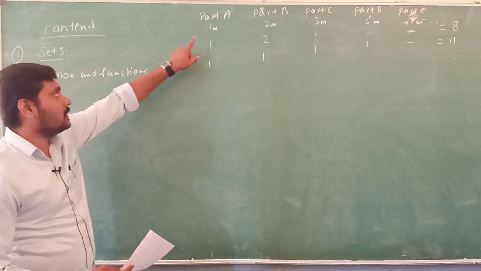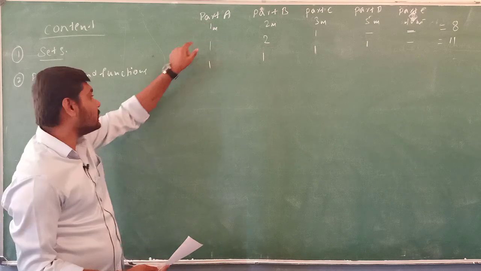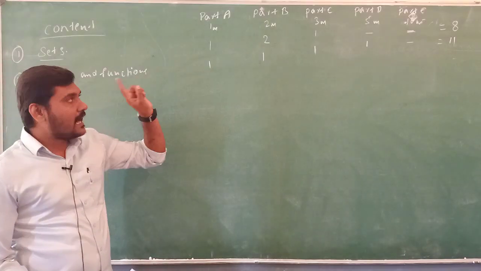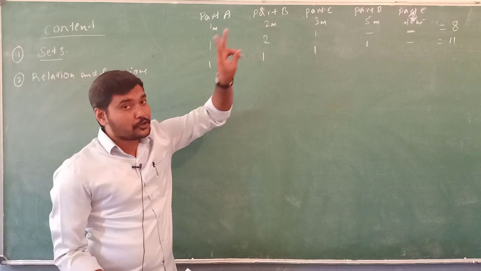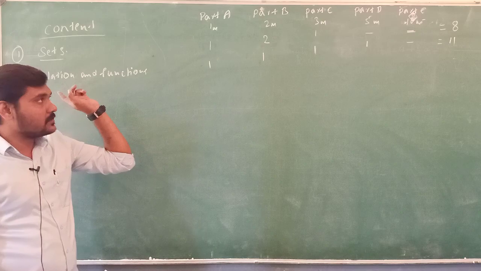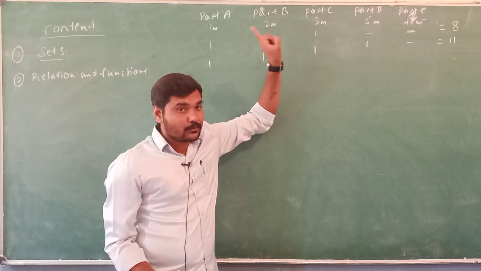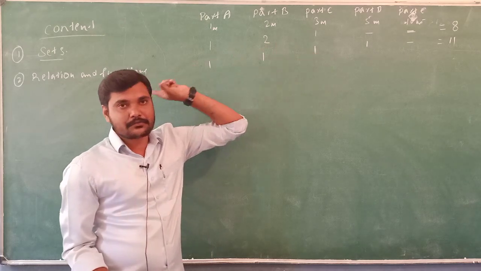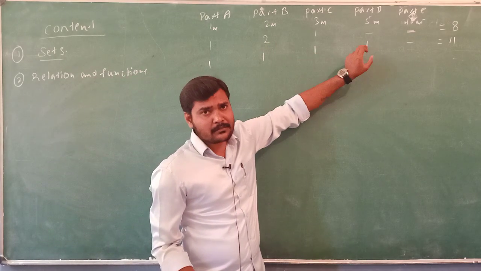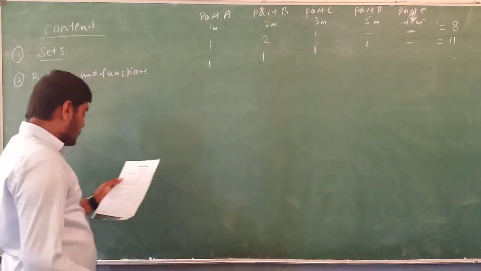Observe, in part A, which has 1 mark questions, we have 1 question from relation and function. In part B, which is allotted for 2 marks questions, we have only 1 question for relation and function. In part C, the 3 marks questions, there will be 1 question allotted for relation and function, and we have 1 question from 5 marks questions which is allotted for relation and function.